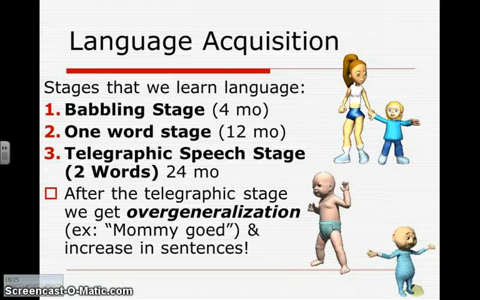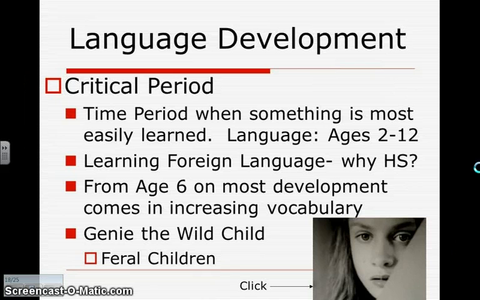Those kind of things, they basically just overgeneralize the rules that they begin to hear. All right, let's go ahead. In language development, we also talk about critical periods. And remember, a critical period is a time period when something's most easily learned. We've talked about this in class before. For language, it tends to be around 2 to 12 years of age. That's the prime time for learning language.